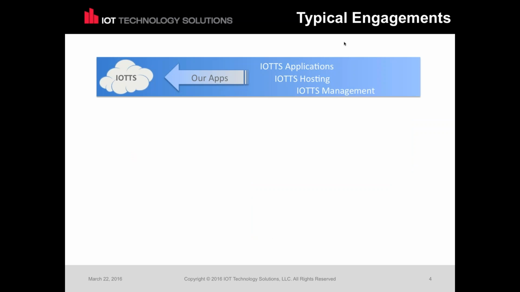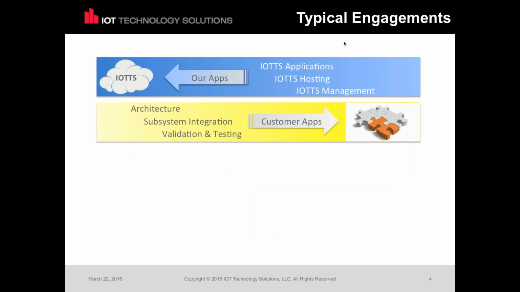People work with us in a number of ways. In some cases, they ask us to provide an application. They want us to host it, and they want us to manage it. So in that case, we are their cloud company. In other cases, we have some customers who have their own cloud app, and they're just looking for some help, for example, in architecture, or maybe they want one of our subsystems, and you'll see examples of subsystems in a moment. Or even in some cases, we're hired to do some automated validation and testing activities to help vet their products.